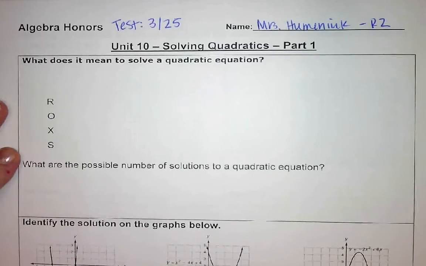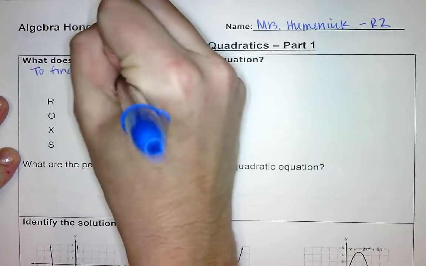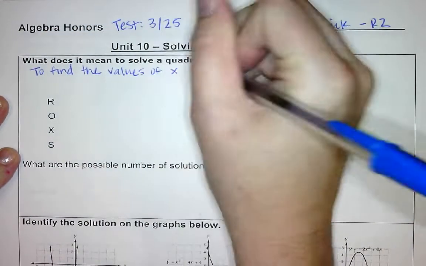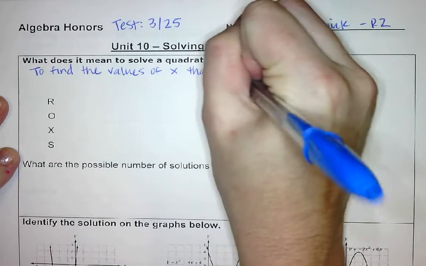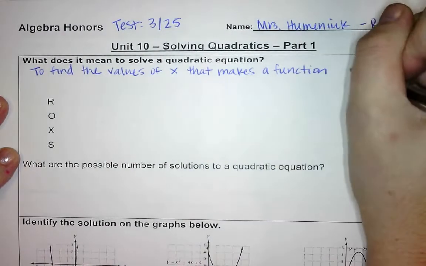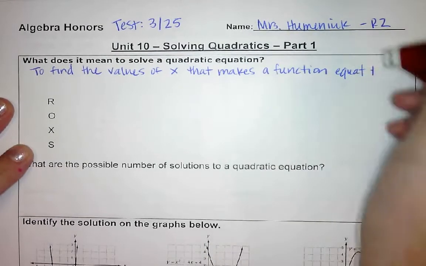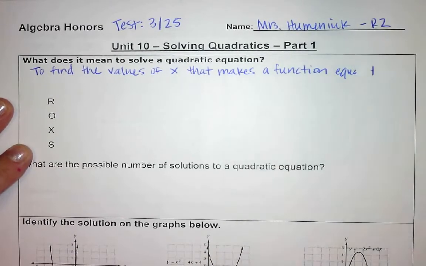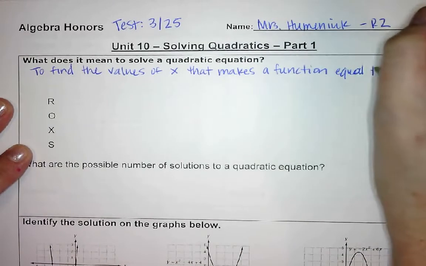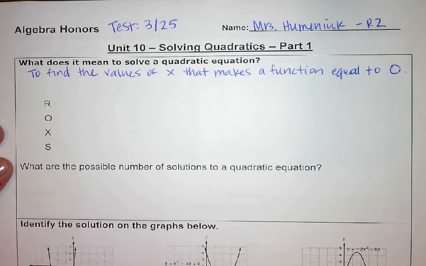What does it mean to solve a quadratic equation? Well, guys, all this really means is that we want to find the values of x that make a function equal to 0, all right, guys? That is true, actually, for how you solve any equation: you set your function equal to 0.